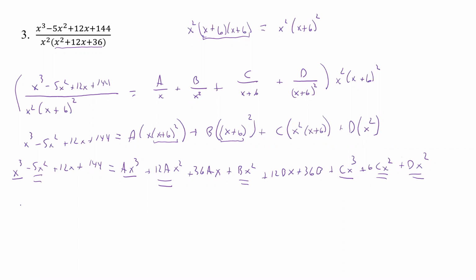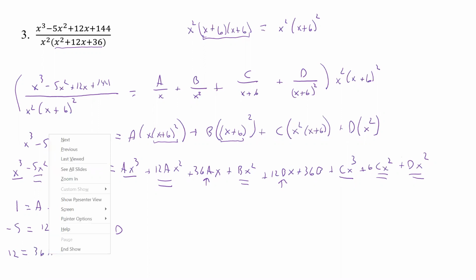All right, maybe we should start writing these down. So 1 equals a plus c, and here we have minus 5 equals 12a plus b plus 6c plus d. Okay. And then we have our x's, and I think that's all. So we have 12 equals 36a, and then, okay.